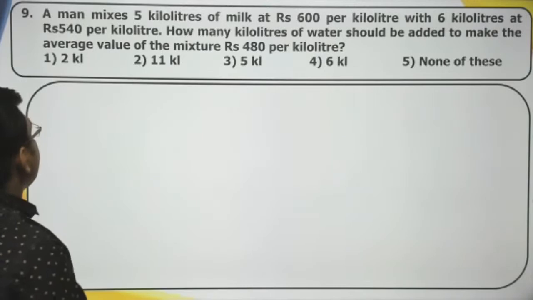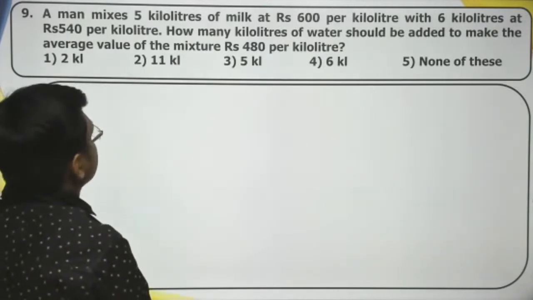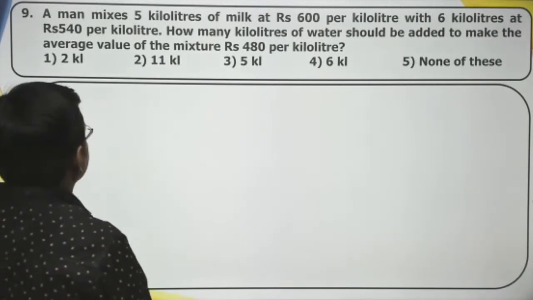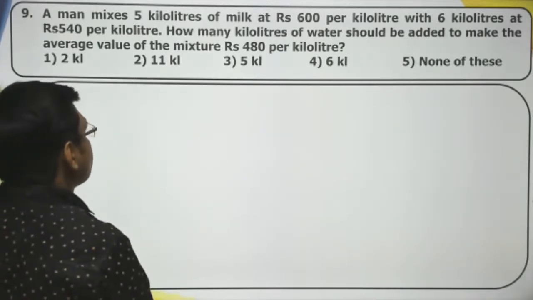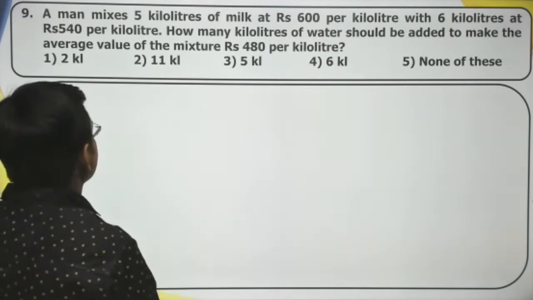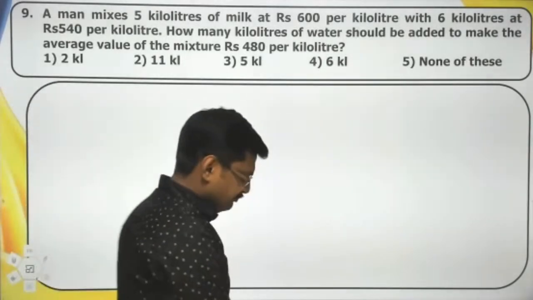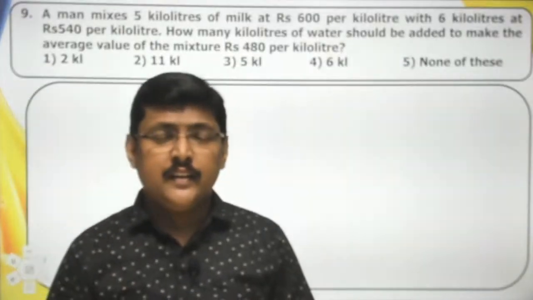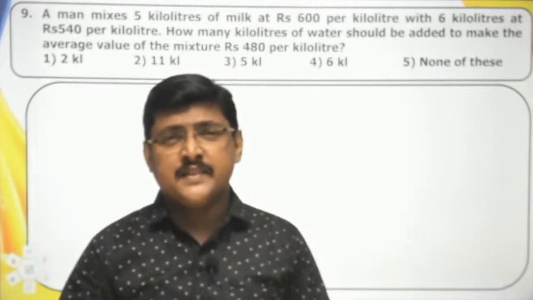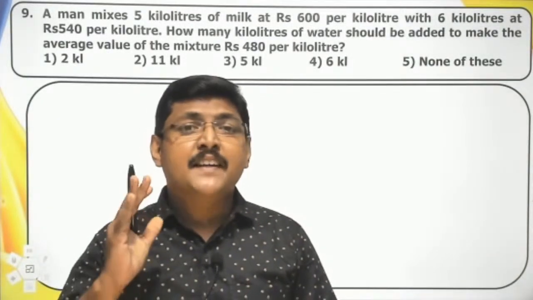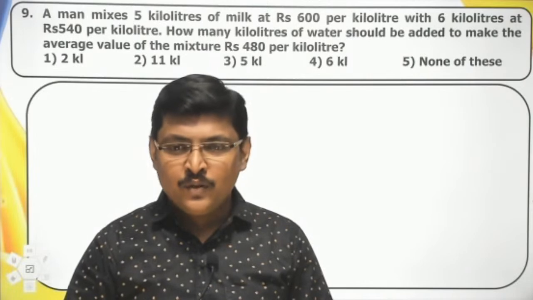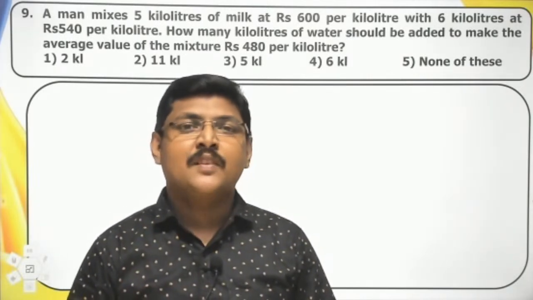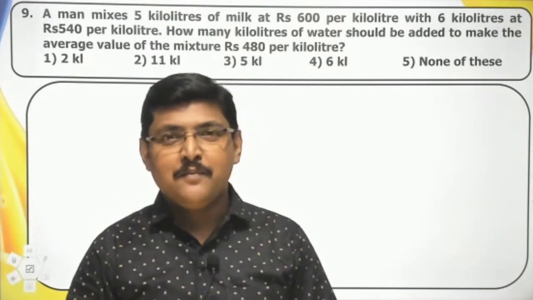Question number 9. A man mixes 5 kiloliters of milk at rupees 600 per kiloliter with 6 kiloliters at rupees 540 per kiloliter. How many kiloliters of water should be added to make the average value of the mixture rupees 480 per kiloliter? If you are dealing with average values and mixture type questions, in most of the questions we can apply the method of alligation, and I know you have an idea about the method of alligation. So I am using that frame to find the answer.